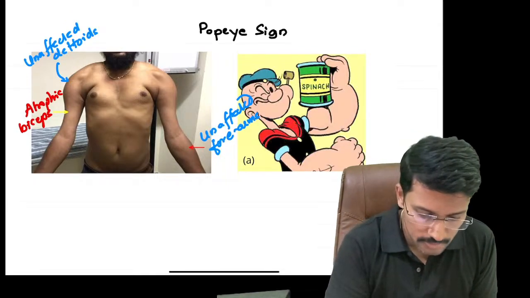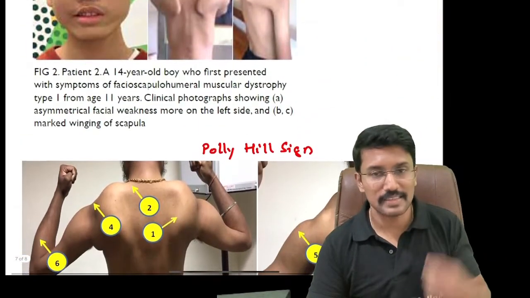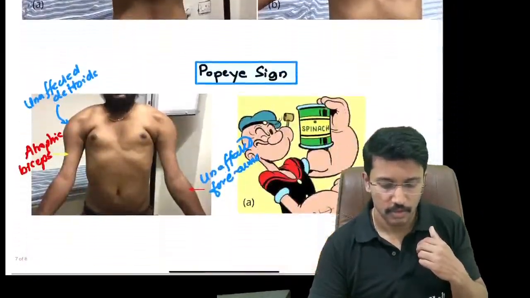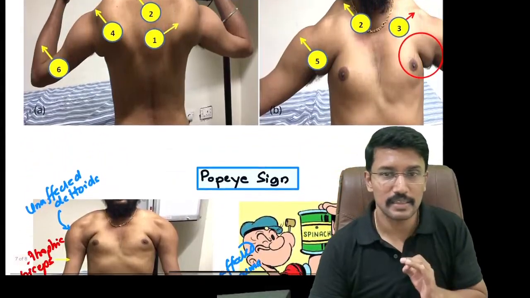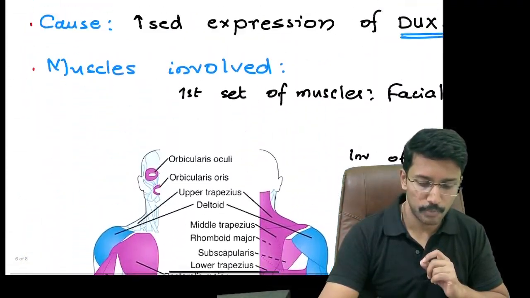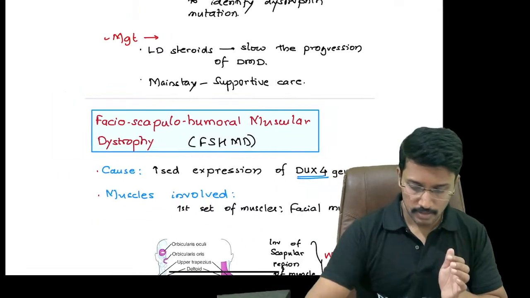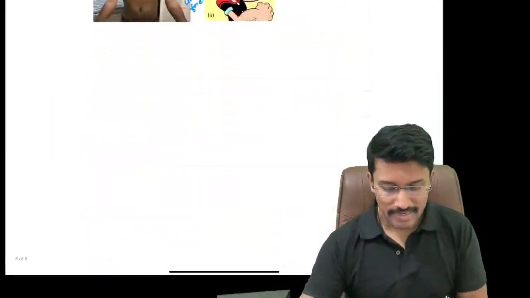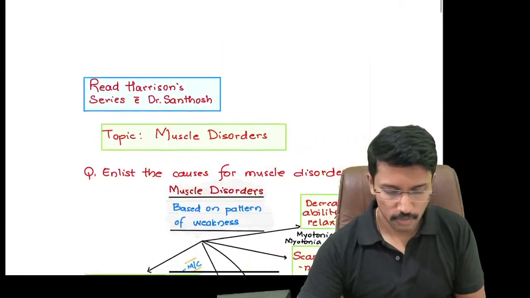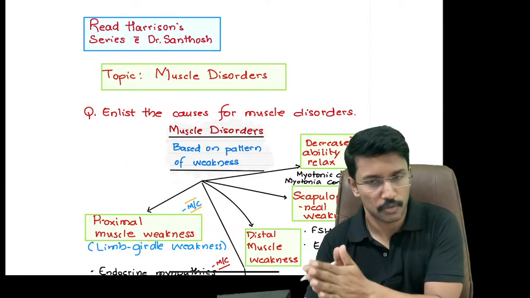So these are two important signs that you need to remember. These are repeatedly asked image-based questions: polyhill sign and Popeye sign. Both of them are seen in which type of muscular dystrophy? It is facioscapulohumeral muscular dystrophy. Clear? So we have learned about two inherited dystrophies today. The first one was Duchenne muscular dystrophy and the second one was facioscapulohumeral muscular dystrophy.